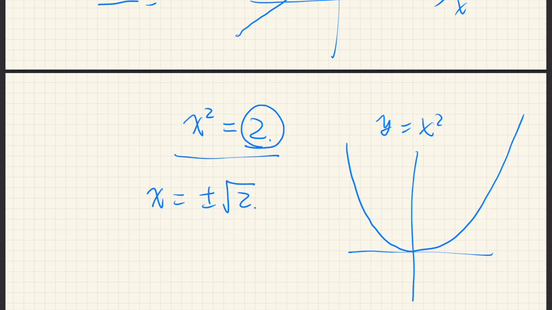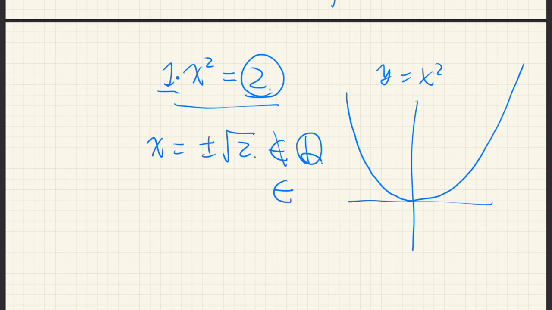Although the coefficients 1 and 2 are both natural numbers or rational numbers, the solution, this one, is not rational. They are irrational numbers. So we need to consider the set of real numbers that includes irrational numbers in addition to rational numbers. So in order to solve a nonlinear equation, in general, we need more than rational numbers. And in this case, we need real numbers.